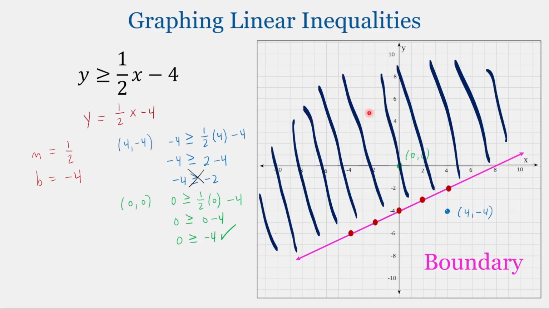So you can pick any point up here. So let's try negative 10, 8. We'll test that point out. This is negative 10, 8. So we have a y value of 8 greater than or equal to 1/2 times x. That's a negative 10, minus 4. We have 8 greater than or equal to negative 5 minus 4. 8 greater than or equal to negative 9. And that's a true statement.